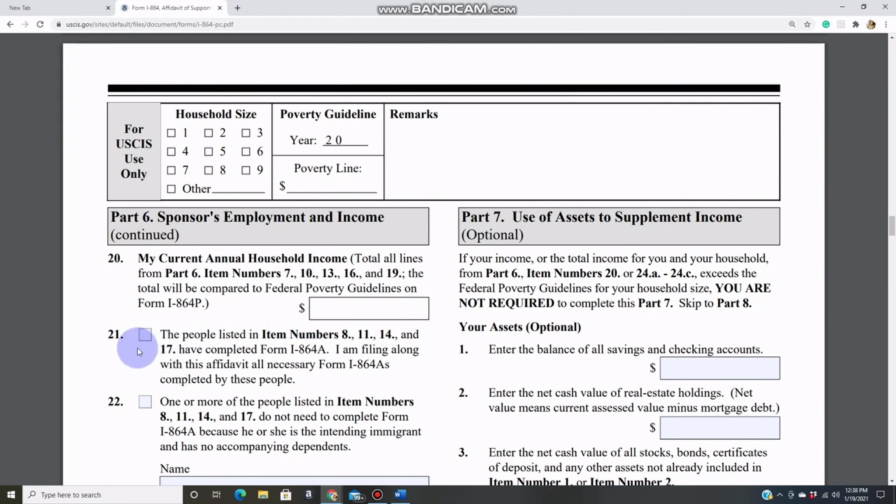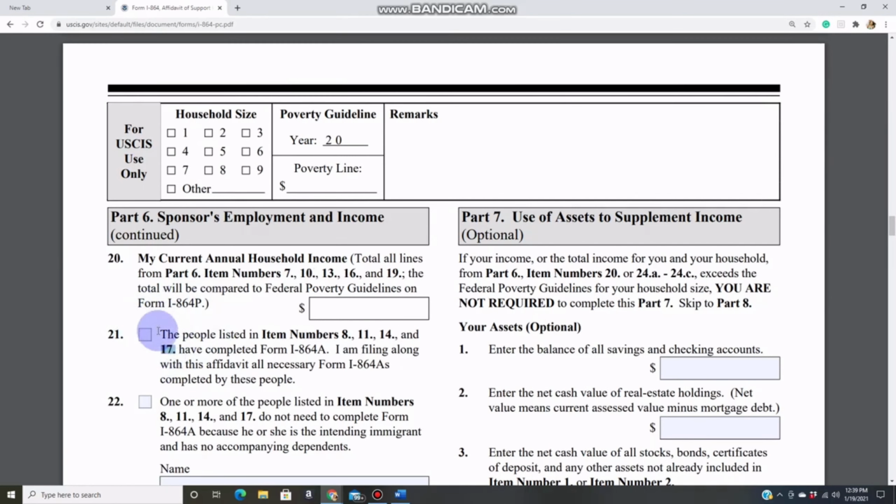Okay? Number 21, the people listed in item number 8, 11, 14, and 17 have completed Form I-864A. I am filing along with this affidavit all necessary Form I-864As completed by these people. In this part, I'm not going to take this box because we are not combining any income from the people or relatives in item number 8, 11, 14, including the 17.